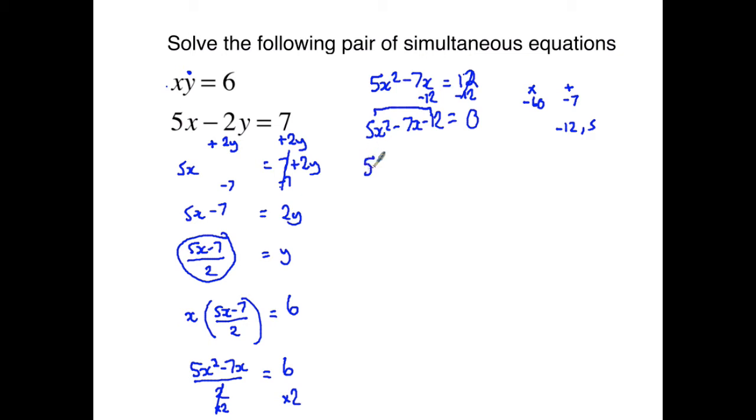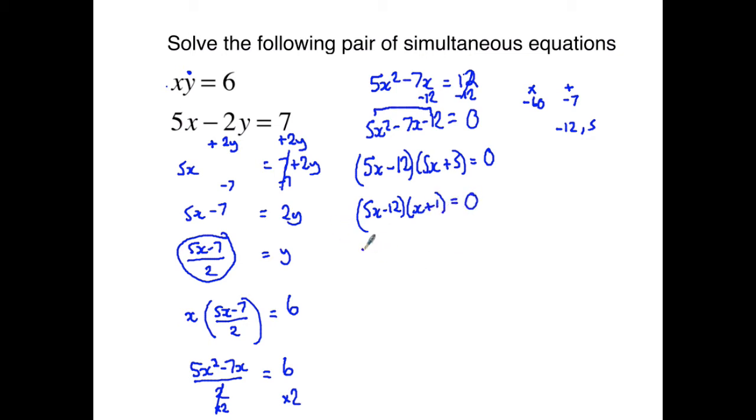So this is the bit some of you will do differently. So I'll call that 5x minus 12, 5x plus 5 equals 0, and then that'll factor down to become, divide this lot by 5, so that becomes x plus 1 equals 0.